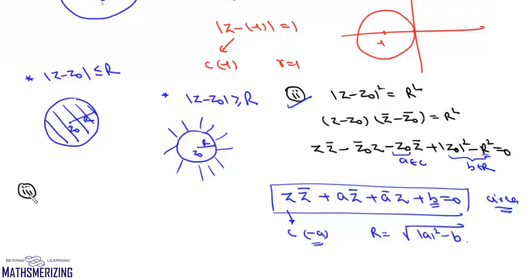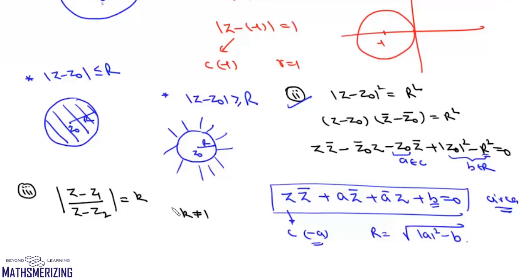If it is constant and unequal to 1, then the locus of this point will be a circle. So basically we'll be given this condition that mod of (z minus z1) upon (z minus z2) is equal to k, and this k is unequal to 1.